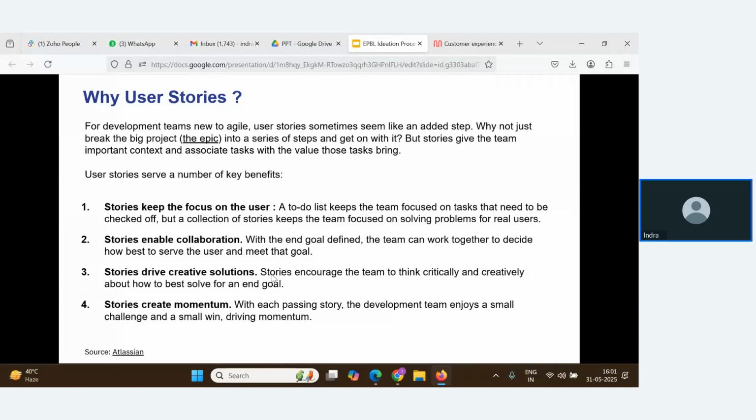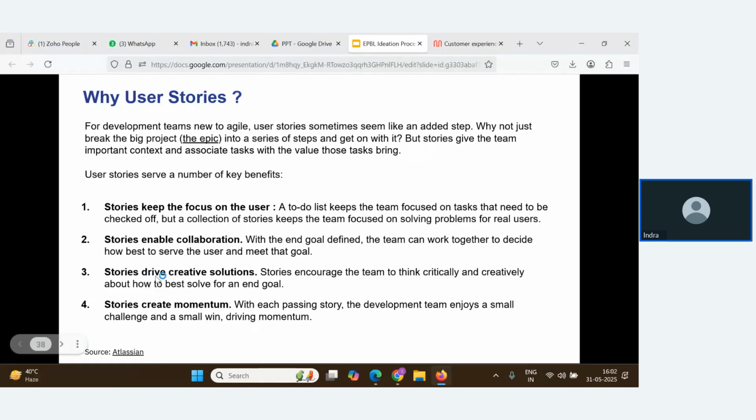Now, why user stories, guys? There are several factors to understand. First is focus on the user. Instead of just completing the task, a user story keeps the team very focused on solving the problem for the people who are using the product. Then it enables collaboration. Basically, it encourages teamwork. A story helps the team work together to figure out the best way to achieve the goal for the users.